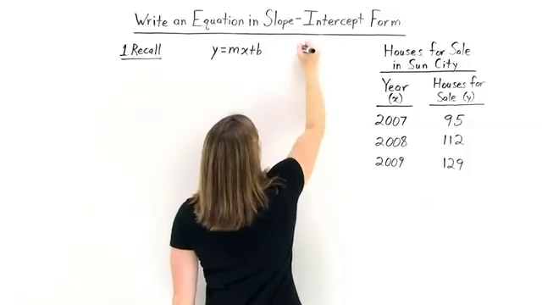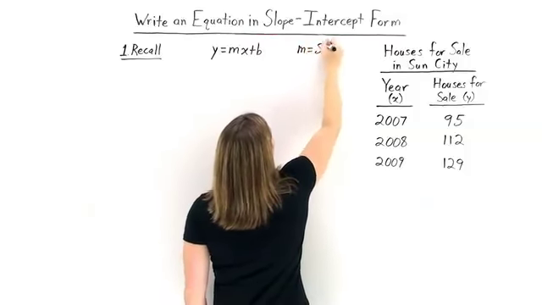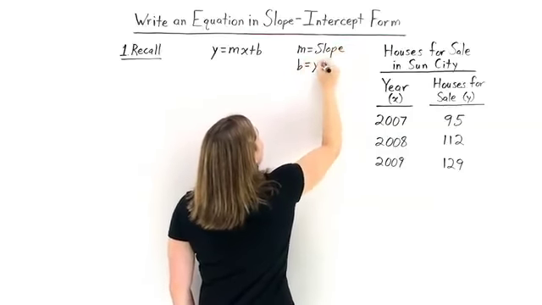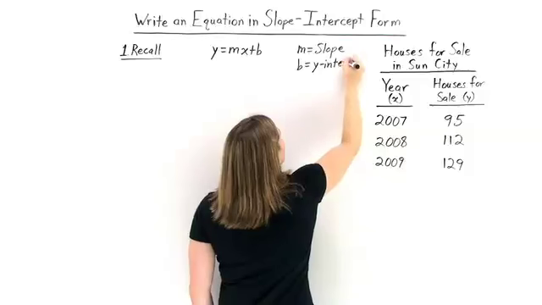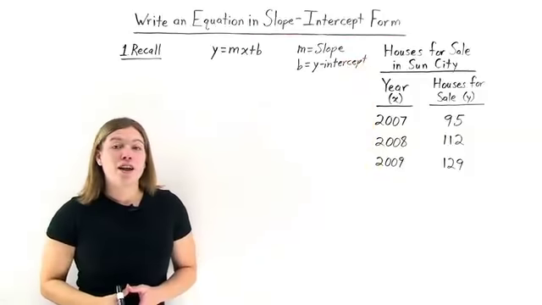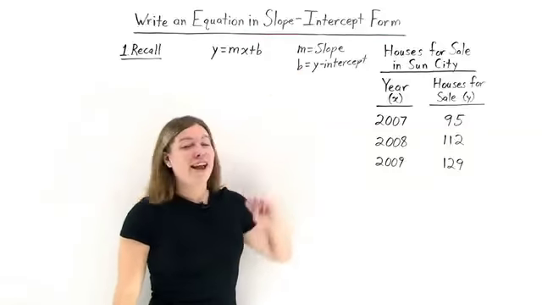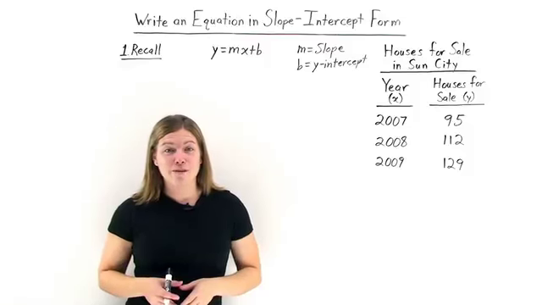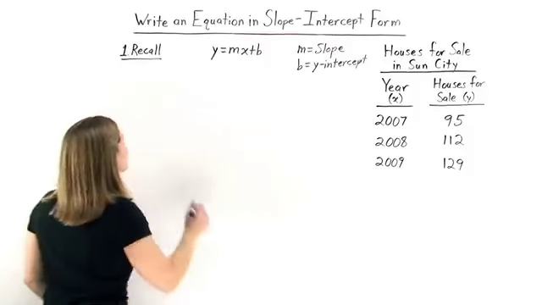In this equation, m, the coefficient in front of x, represents the slope of our line, and b represents the y-intercept. So in order to write the slope-intercept form of our line, we need to find the slope and the y-intercept. Let's start by focusing on finding the slope. Then we'll worry about that y-intercept.